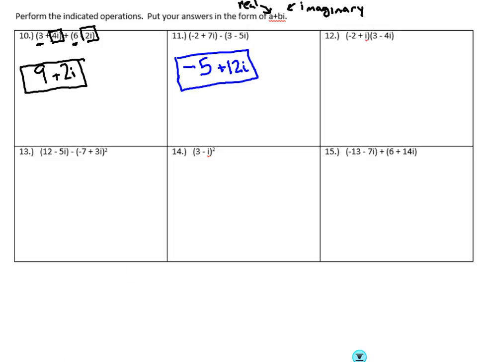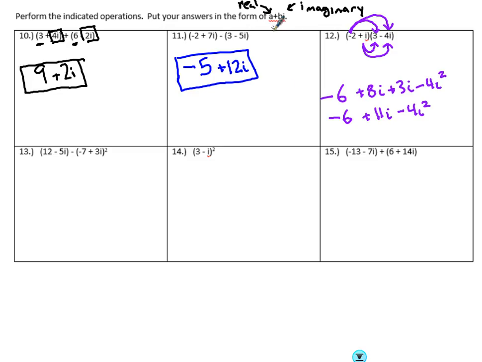When we multiply complex numbers together, we treat them as if they were factors and distribute to every term, known as the shortcut of FOILing. We do negative 2 times 3, negative 2 times negative 4i, i times 3, and i times negative 4i. So we end up with negative 6 plus 8i plus 3i minus 4i squared, which is negative 6 plus 11i minus 4i squared.